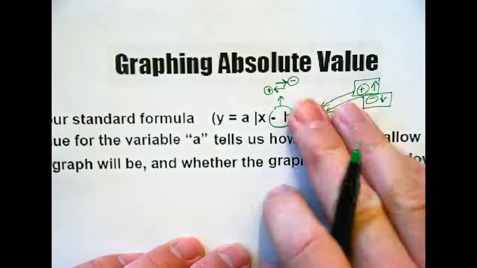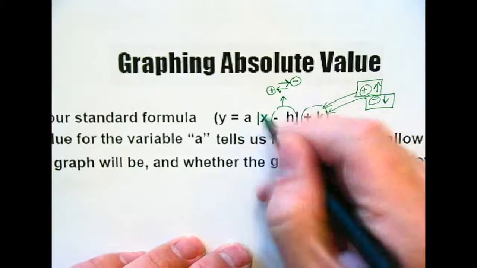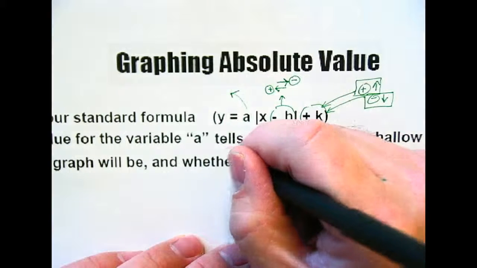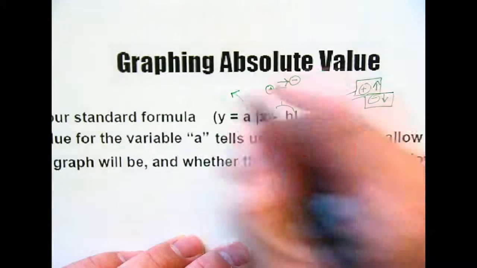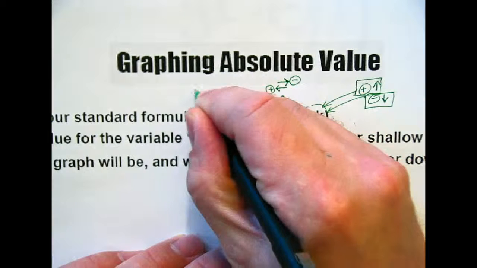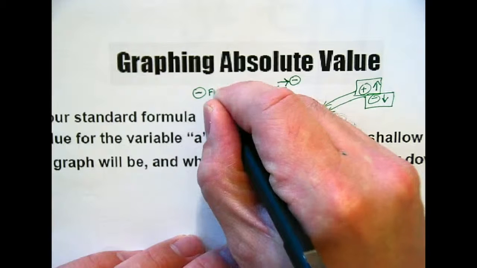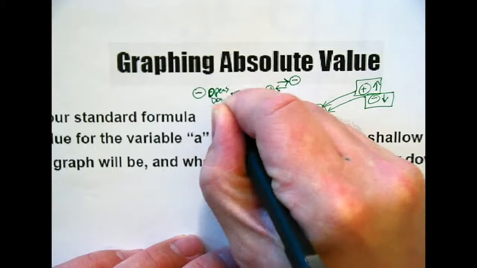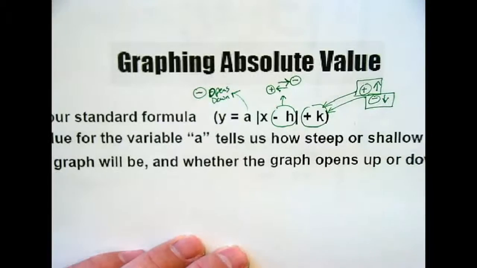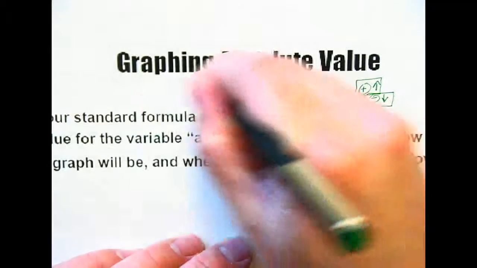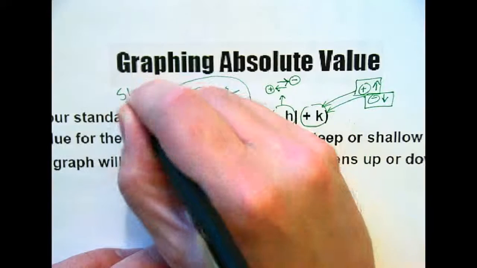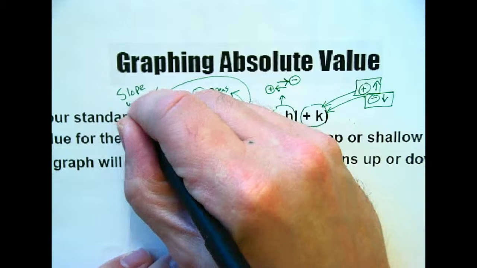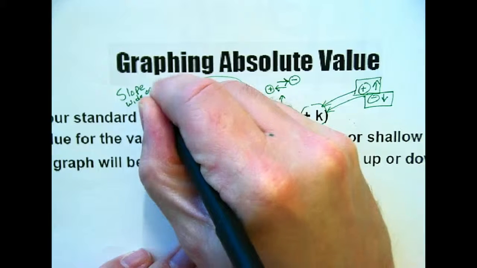Now, a, we've just learned that a can do one thing. What did a do just a minute ago? It could flip it, if it's negative. Good. If a is negative, it flips your graph upside down. It opens downward. And maybe even that's a better way of saying it: opens down. It also controls the slope, or how wide or how narrow that graph is. We talked a bit about that yesterday. We're going to explore that a little more today.